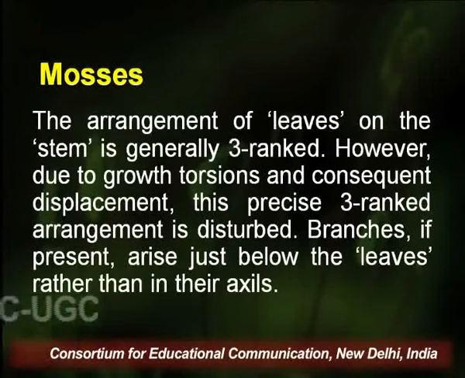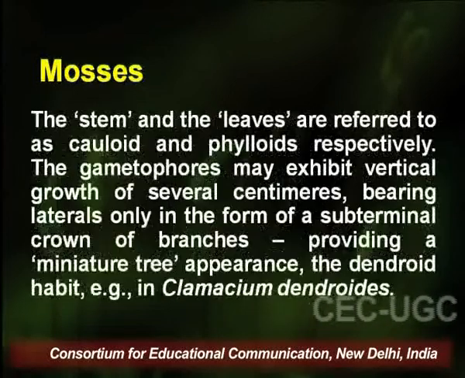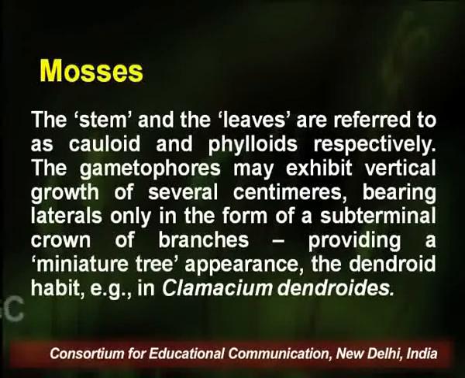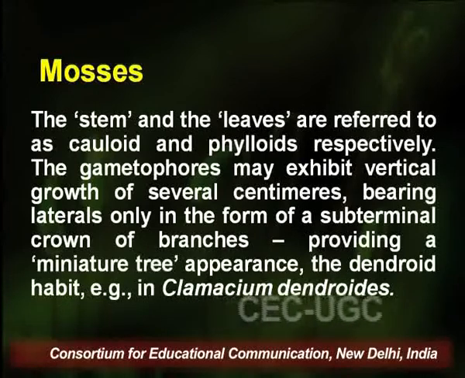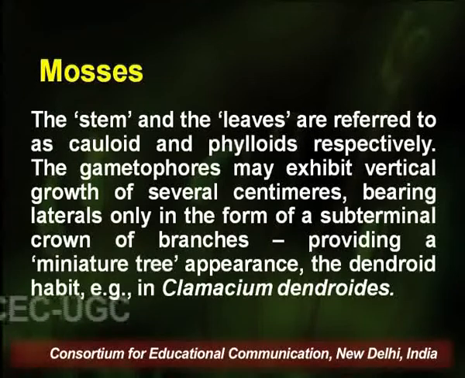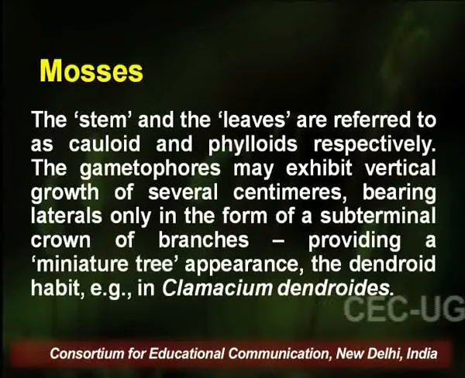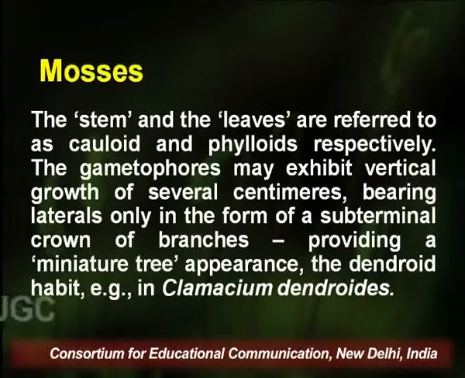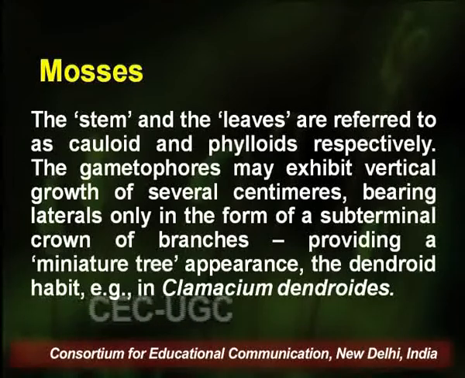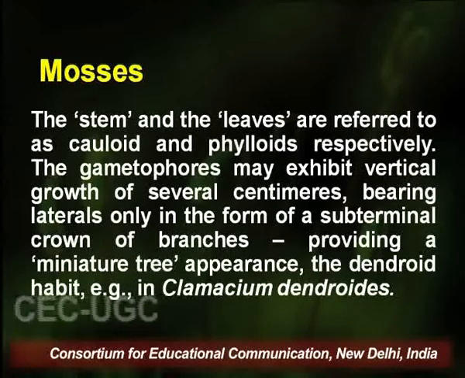Branches, if present, arise just below the leaves rather than in their axils. In mosses, the stem and the leaves are referred to as cauloid and phylloids. The gametophores may exhibit vertical growth of several centimeters, bearing laterals only in the form of a subterminal crown of branches, providing a miniature tree appearance, the dendroid habit. For example, in Climacium dendroides.